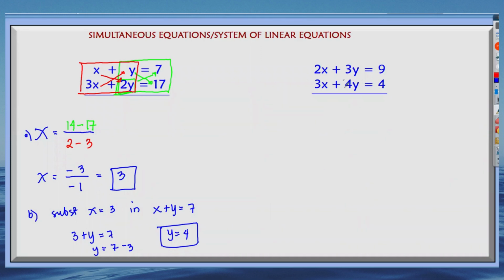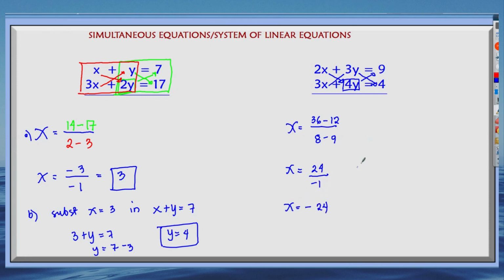Next number. This will be our reference term. So let's multiply. By the way, we're going to solve for x. Let's multiply 4 times 9. We have 36 minus 3 times 4, so that will be 12. Next, 2 times 4 is 8, and 3 times 3 is 9, so minus 9. So x is equal to 36 minus 12, so that is 24, over negative 1. So x is equal to negative 24.